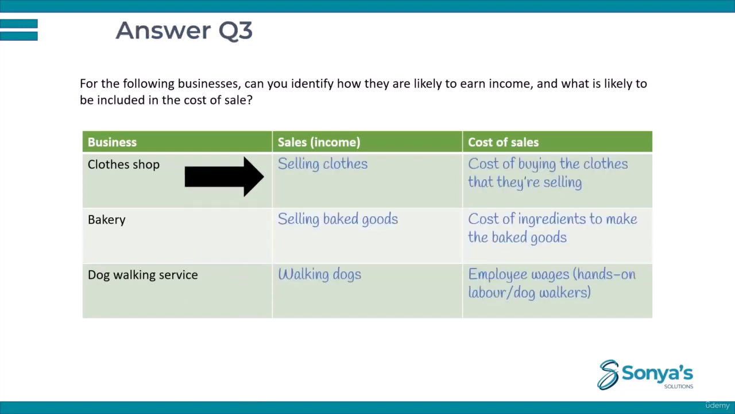The clothes shop earns its income by selling clothes. The cost of sale includes the cost of buying the clothes they're selling. The bakery earns income from selling baked goods. The cost of sale will include the cost of the ingredients bought to make the baked goods. And a dog walking service earns its income from walking dogs. The cost of sale could include the cost of hands-on labour, so that's the wages of the actual dog walkers.